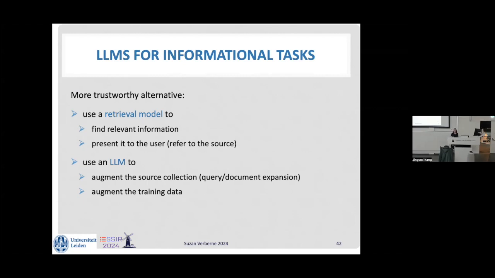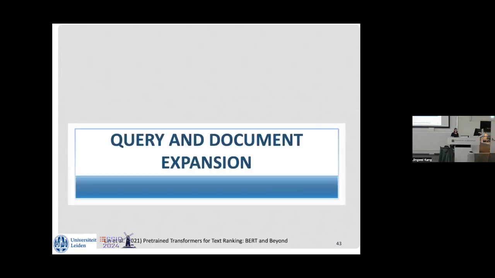So in general, it's considered more trustworthy by these companies to use a retrieval model to find the relevant information and then refer the user to that. But we can still use LLMs, and companies are doing that, to actually augment the training data. So the source collection or the training data the retriever is trained on. So let me go into that. And this is all work that was introduced a couple of years ago, in the time that we had encoder-decoder transformers, but it wasn't yet the time of the generative large language models.